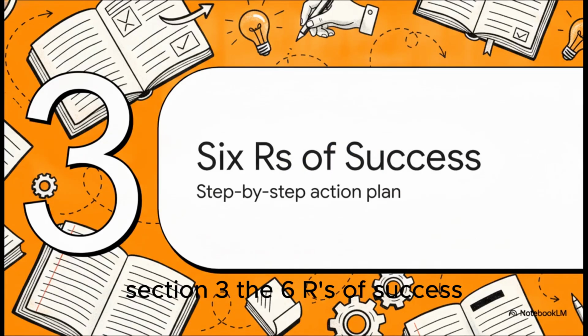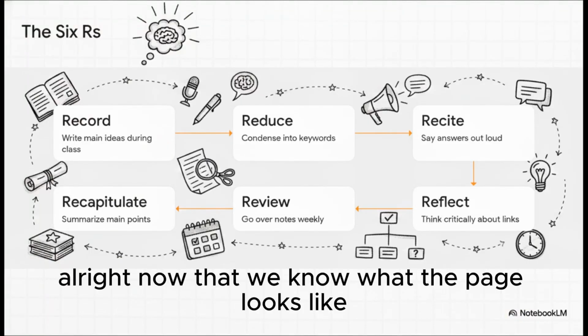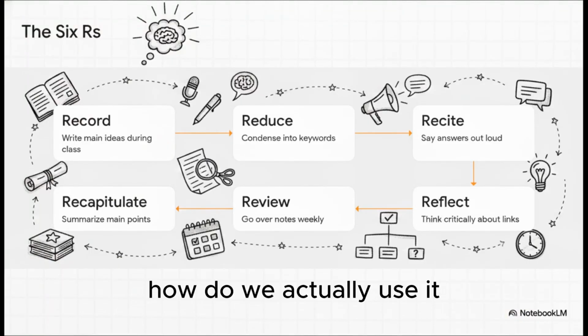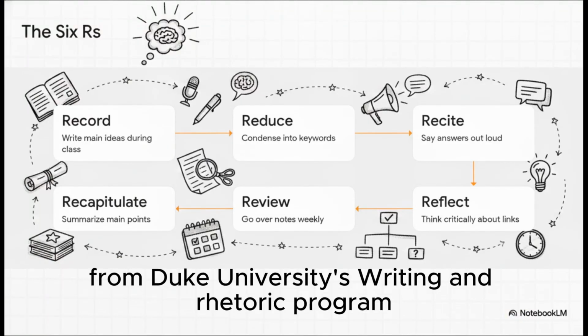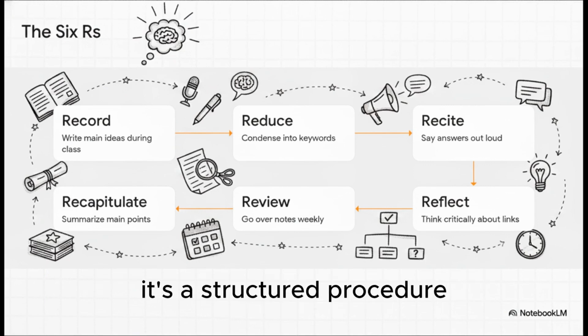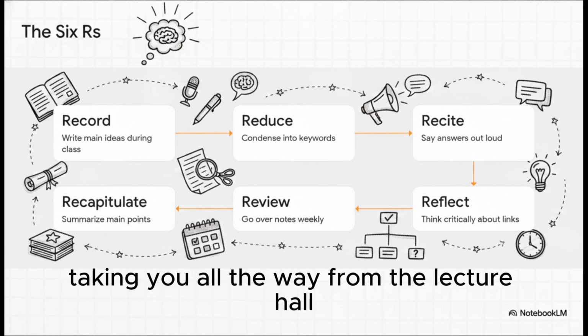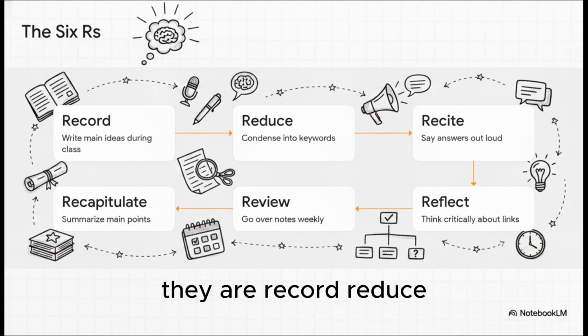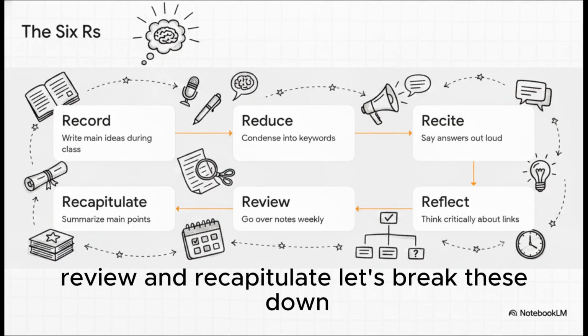Section 3, the 6 R's of success, your step-by-step action plan. All right, now that we know what the page looks like, how do we actually use it? Well, these are the 6 R's of note-taking from Duke University's Writing and Rhetoric program. It's a structured procedure taking you all the way from the lecture hall straight to your final exam prep. They are record, reduce, recite, reflect, review, and recapitulate.